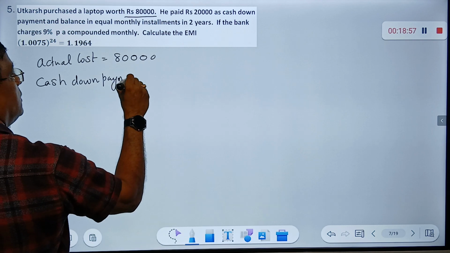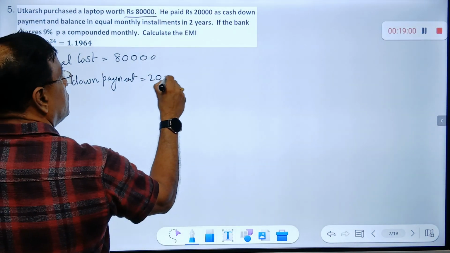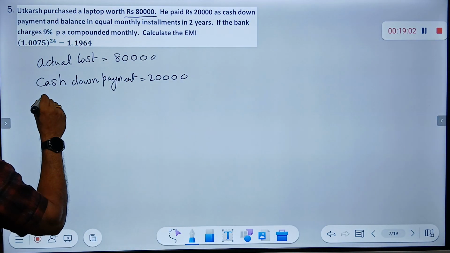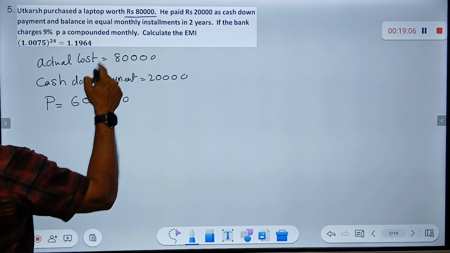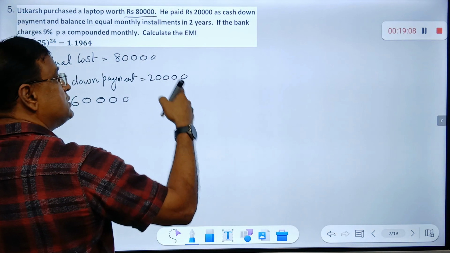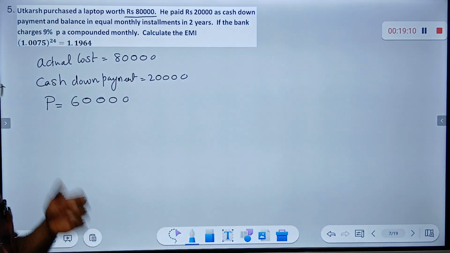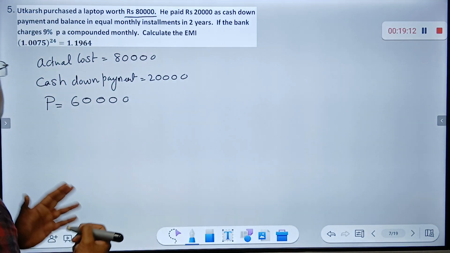Cash down payment is 20,000. So what is the loan amount? My principal is 60,000. You subtract the actual cost minus the cash down payment, that is 60,000. Okay. Now I have to calculate the interest.